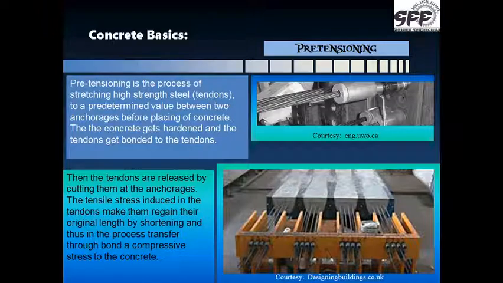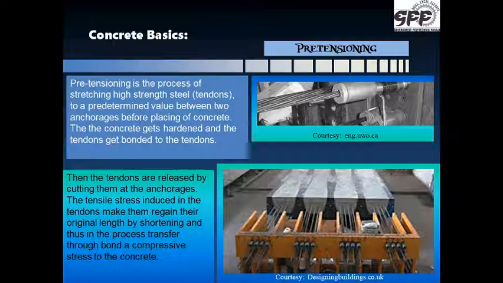Now, pre-tensioning, one of the methods of pre-stressing. Pre-tensioning is the process of stretching high strength steel called tendons to a predetermined value between two anchorages before undertaking the process of placing the concrete. So even before placing the concrete, the steel is stretched. Thus, the concrete after placement gets hardened and the tendons get bonded to the concrete throughout its length.